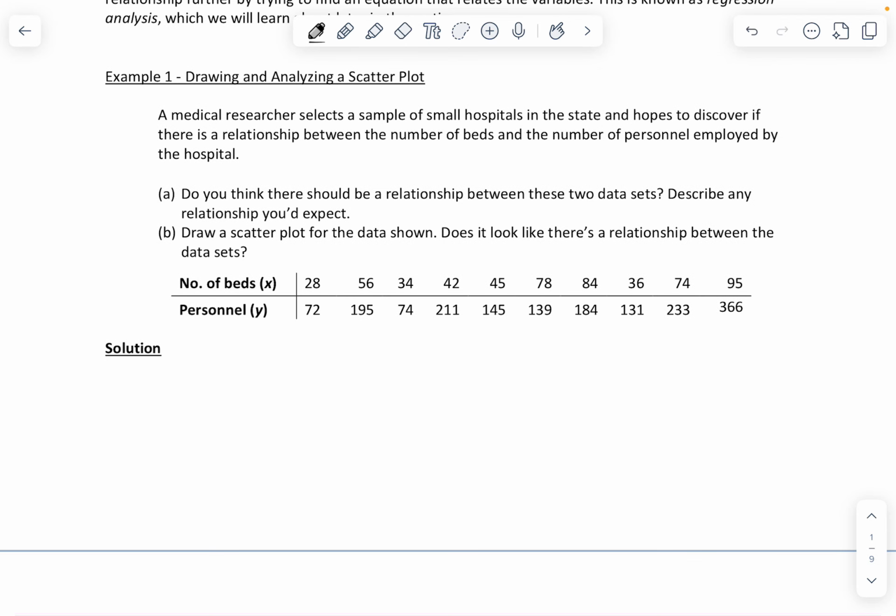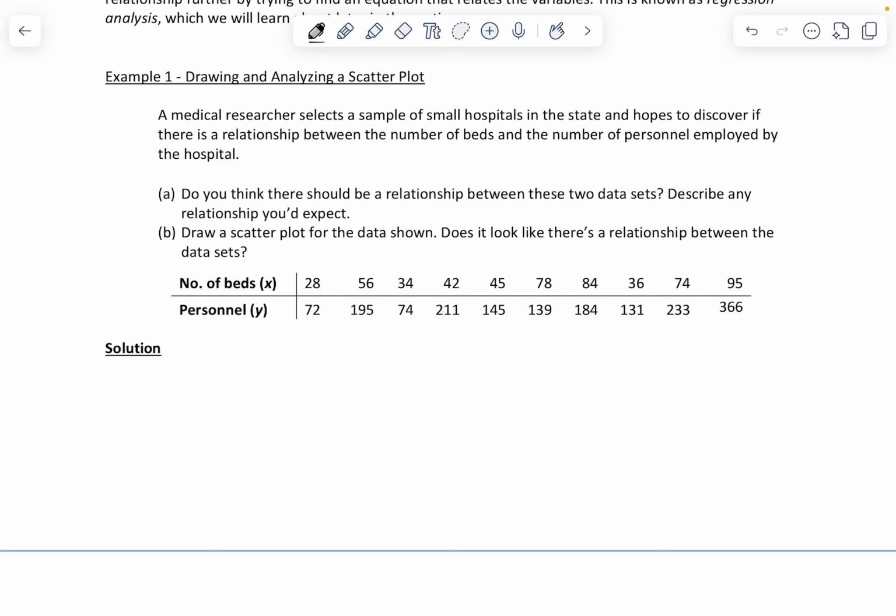We want to draw and analyze a scatter plot. Let's say that a medical researcher selects a sample of small hospitals in the state and hopes to discover if there is a relationship between the number of beds and the number of personnel employed by the hospital. So we want to answer two questions. A, do you think there should be a relationship between these two data sets? And maybe describe any relationship that you might expect. And then B, draw a scatter plot for the data shown. Does it look like there is a relationship between the data sets?